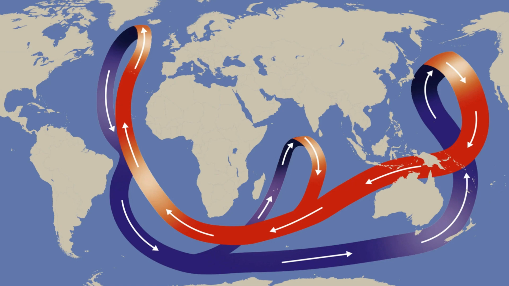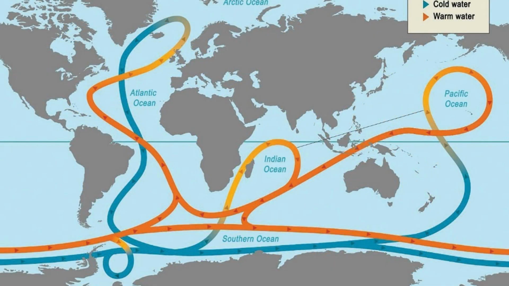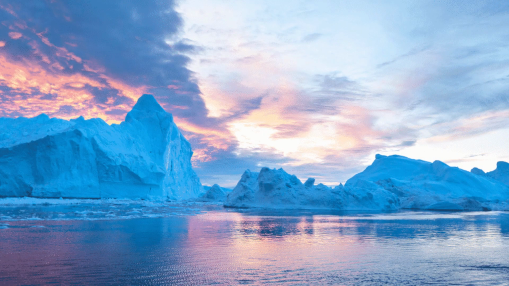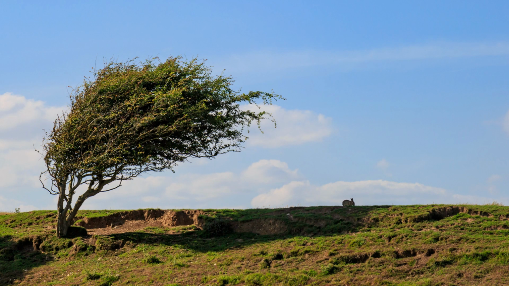Global Conveyor Belt. This is a complex system of deep water currents that flow through the world's oceans, distributing heat and regulating climate. For example, warm surface waters from the equator move toward the poles, where they cool, sink, and flow back toward the equator. Factors influencing ocean currents. Several factors influence the movement of ocean currents.